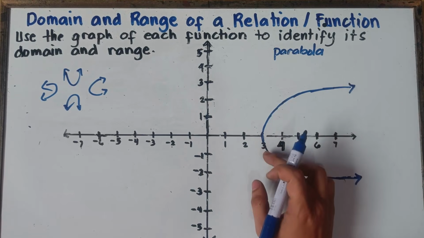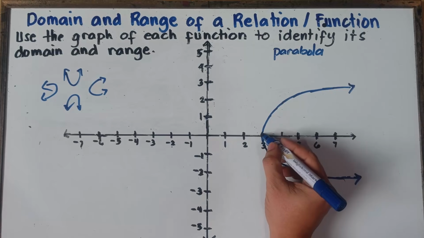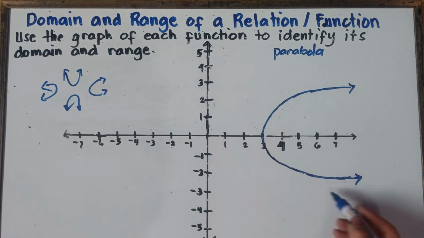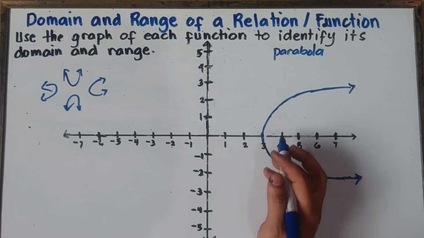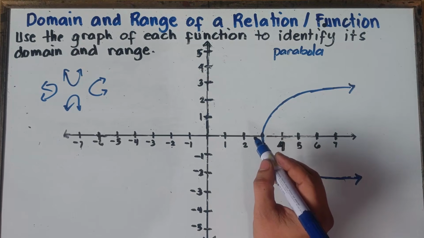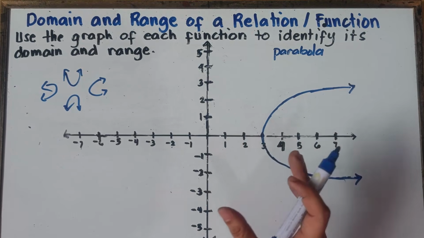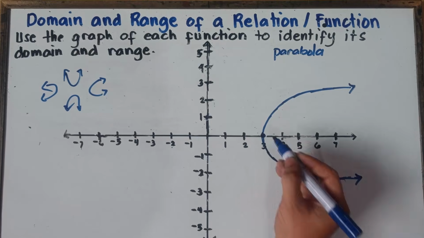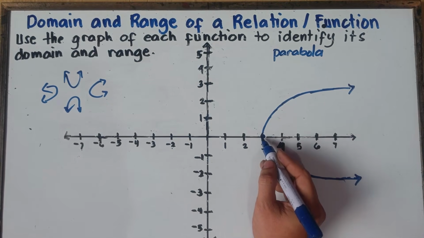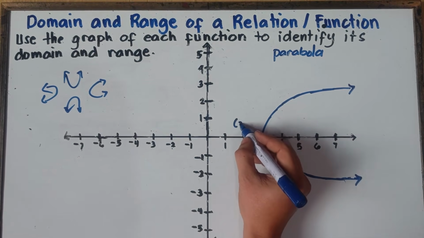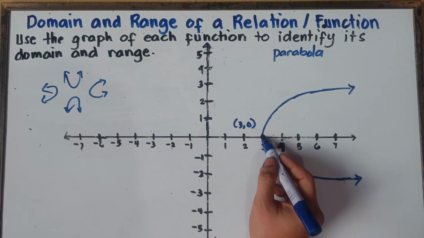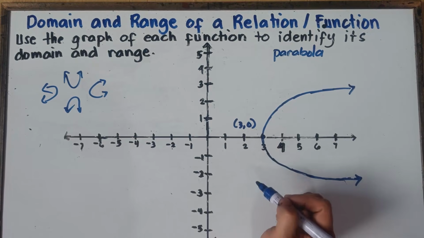Of course, we know we have this intersection, this point. Now, once again, class, if you have a given graph like this and you didn't see any open or closed circle, the intersection, automatic, will be a closed circle. So therefore, the given ordered pair is x equals positive 3, and y equals 0.